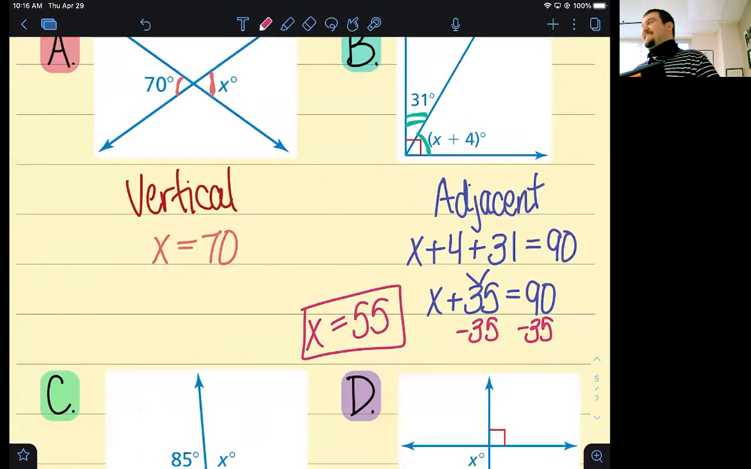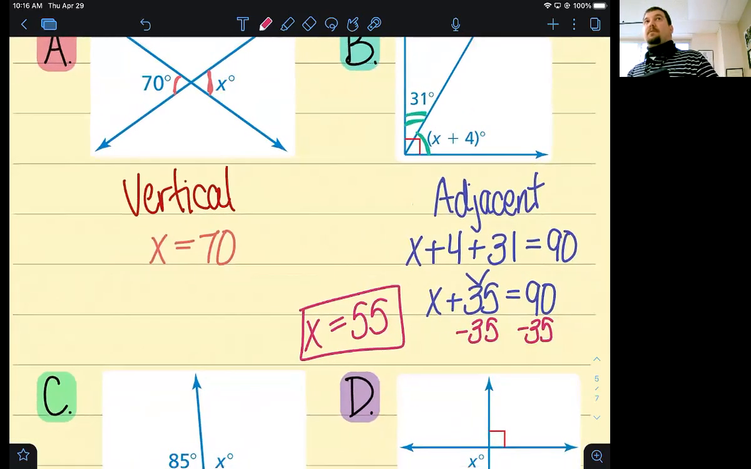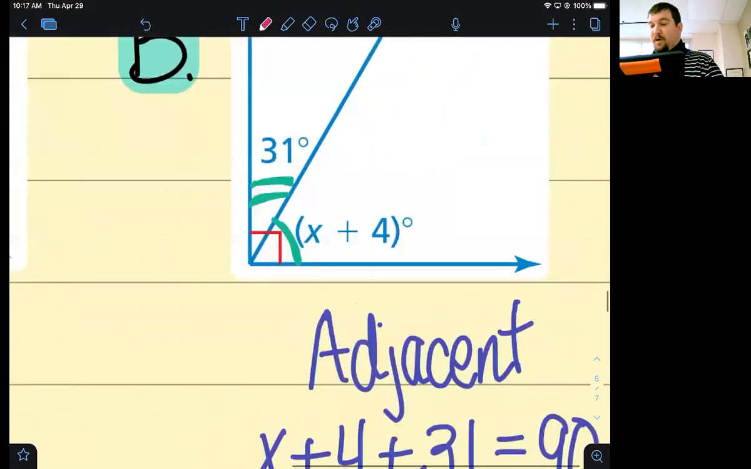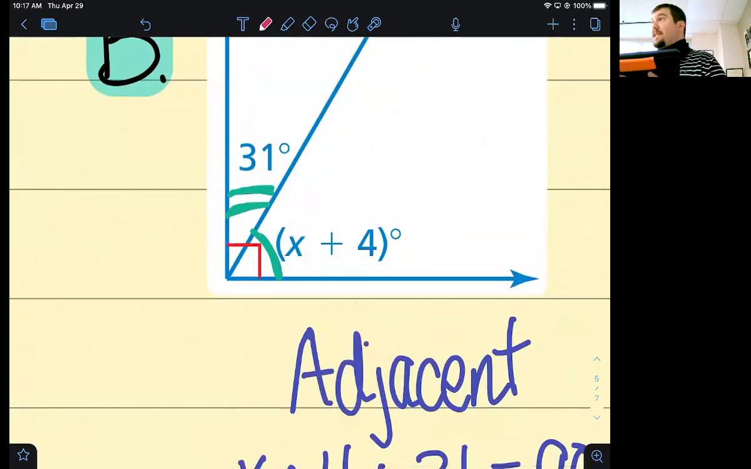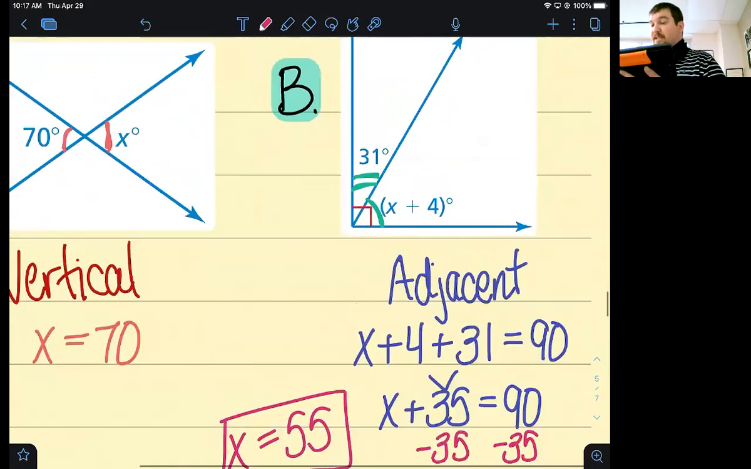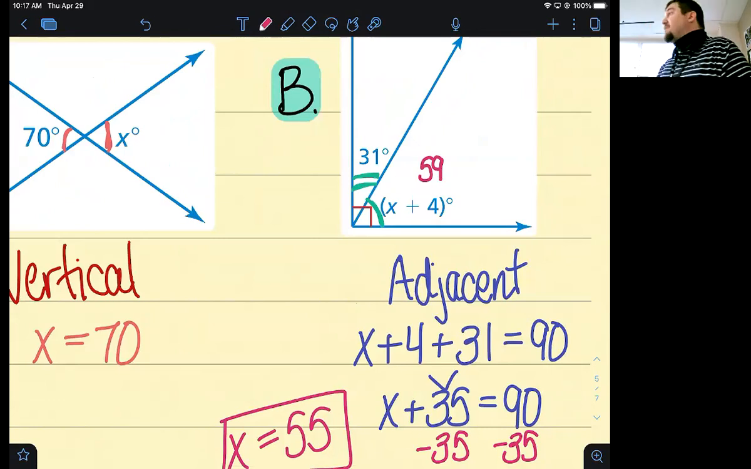On these problems, could you just do 90 minus 31 to get the other angle? Yes, that would tell you what the other angle is. It wouldn't tell you what X is though. So then you have to take 4 away from that, and then you know what X is. Yeah. So if we wanted to know what the other angle is, knowing that X is 55, 55 plus 4 is 59. So the other angle measures 59, but they didn't ask us to find the other angle here.